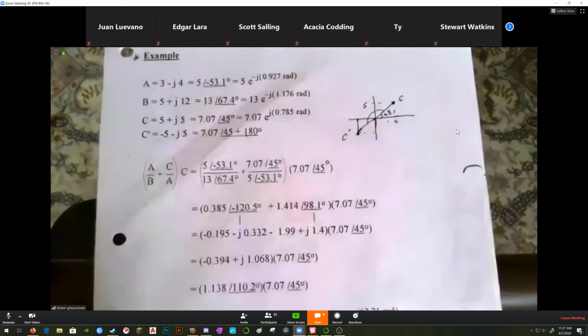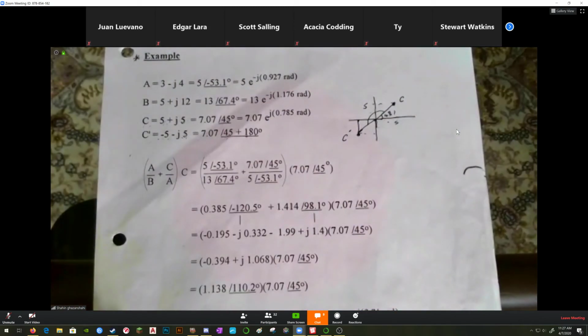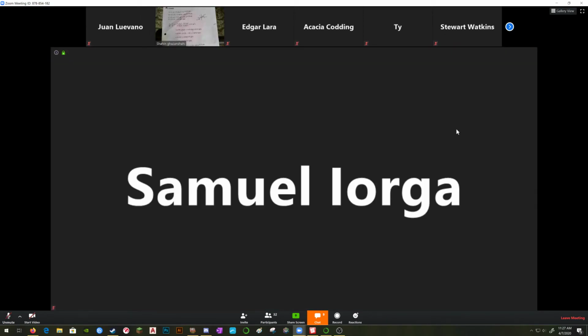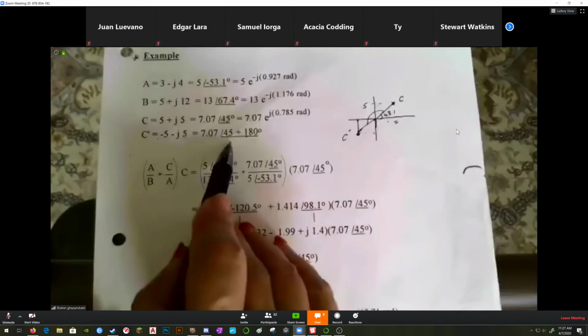But for C prime, the angle is what? 45 plus 180. Is that clear? Yes. So please be careful about these things.